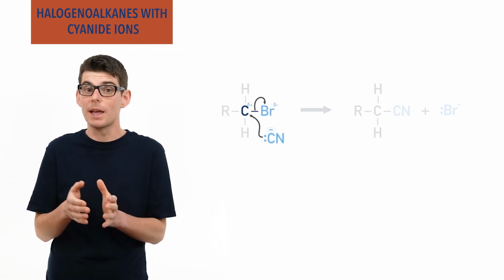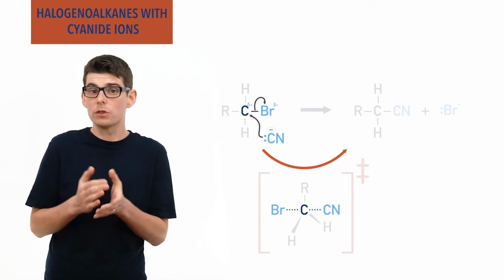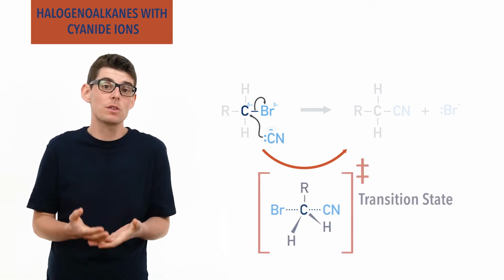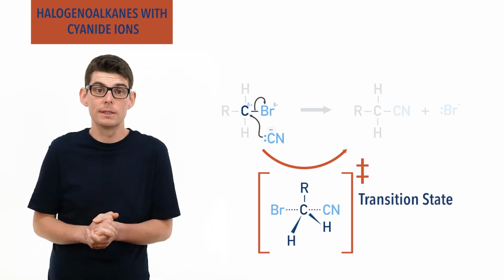and the outgoing halide ion are both attached to the central carbon. This structure is referred to as a transition state and is too short-lived and unstable to ever be isolated.